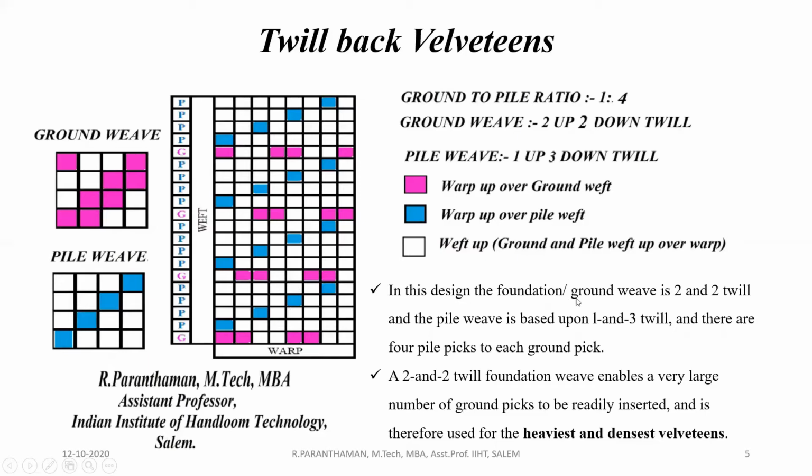In this design, the foundation or ground weave is 2 up, 2 down twill, and the pile weave is based upon 1 up, 3 down twill. And there are 4 pile picks to each ground pick. A 2 by 2 twill foundation weave enables a very large number of ground picks to be readily inserted and is therefore used for the heaviest and densest velveteens. Already we have discussed that using 2 up 2 down twills, we are inserting more pile picks. It will increase the density of piles in the fabric surface.